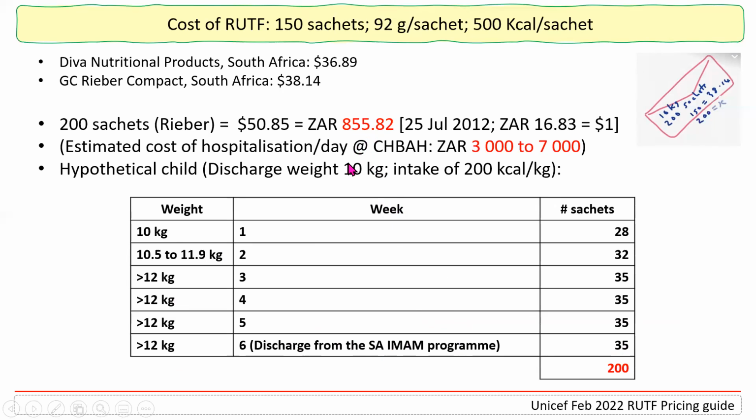And you need to take that cost into account versus the cost of hospitalization. Now, the cost of hospitalization in South African hospitals is notoriously difficult to determine, but it's probably between 3,000 to 7,000 Rand a day, certainly at Barra. And so you can see that ready-to-use therapeutic food is certainly a cost-effective intervention. And there are lots of studies that have shown that this is a cost-effective intervention, even though the product is expensive.